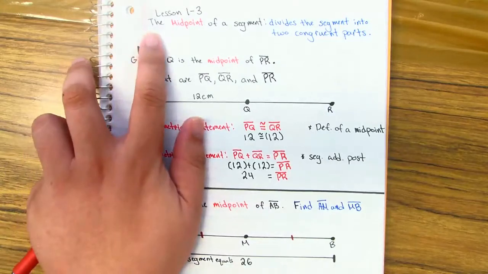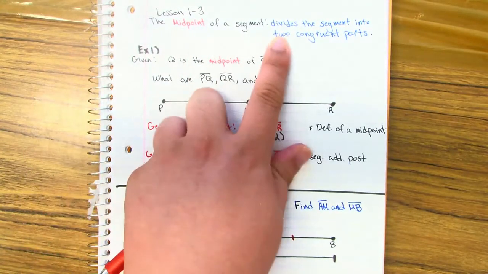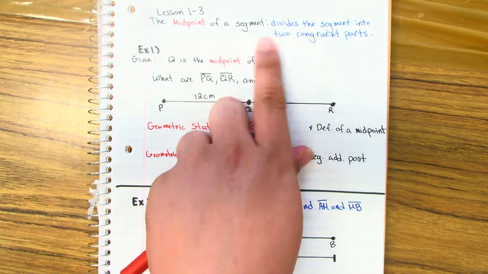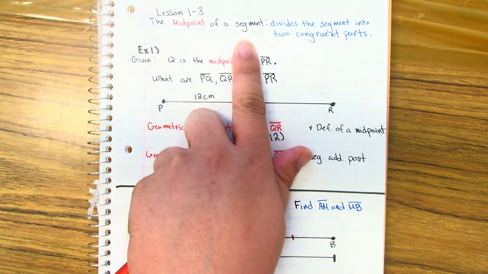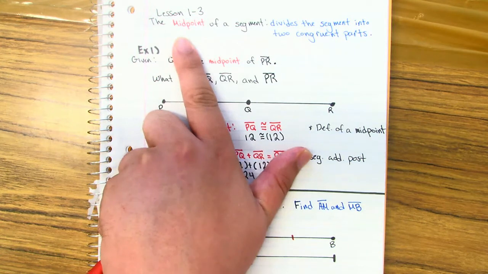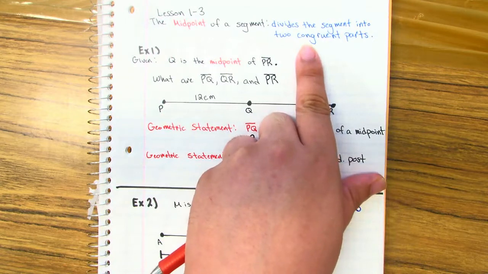The midpoint of a segment divides the segment into two congruent parts. Basically, a segment you can say is like a chocolate bar, right? When you're sharing a chocolate bar with your friend, what are you going to do? If you want to cut it in half, then you're going to break it at the midpoint so you can share it with your friend, right? Basically it means dividing the segment into two congruent parts.